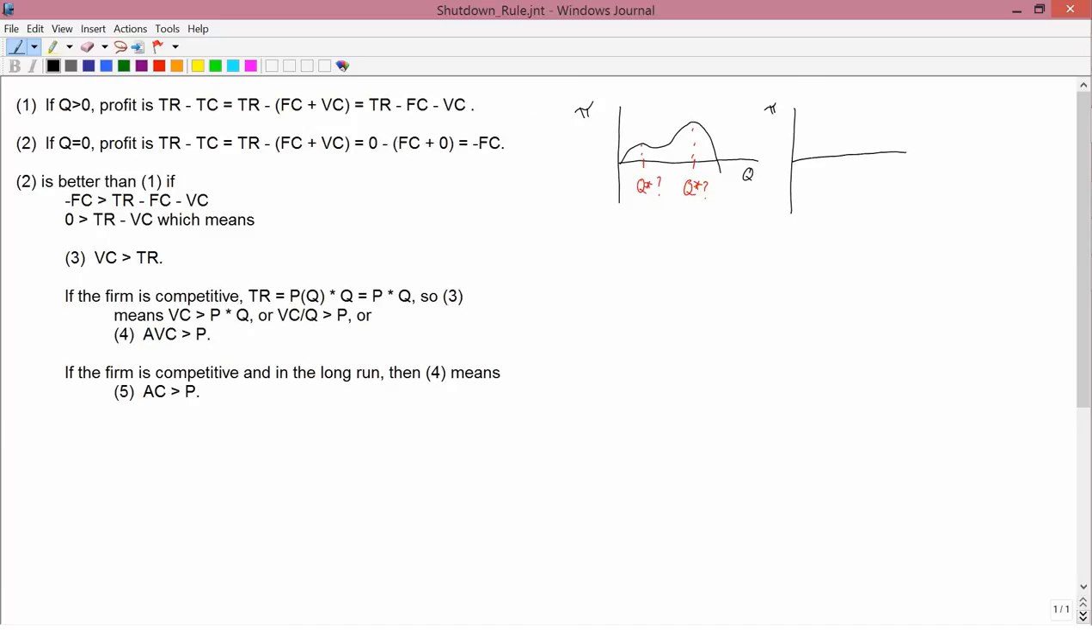In the second example I discussed, profit looked like this, and there is no point where marginal profit equals zero. Even at the beginning, the tangent line was like that, and that's not horizontal. So this is more problematic. There's no place where marginal profit equals zero.